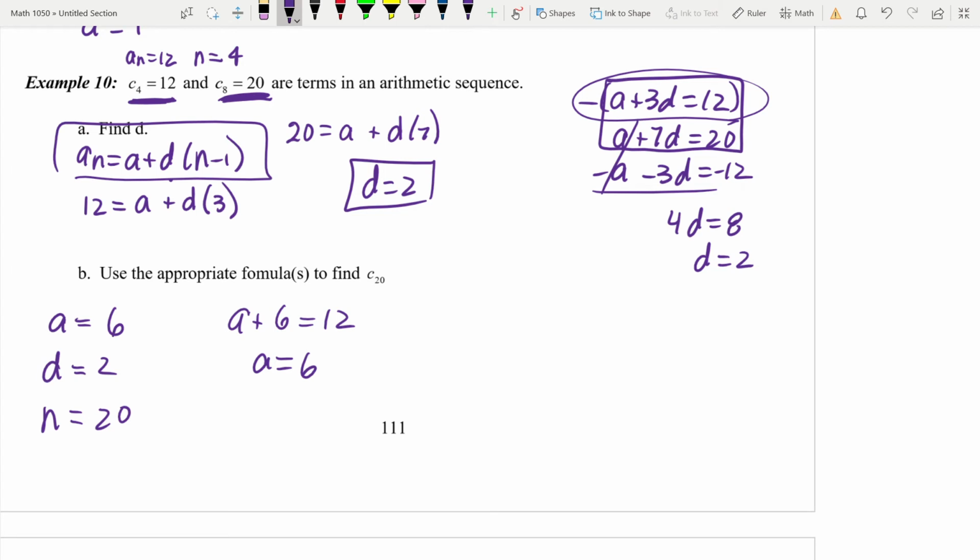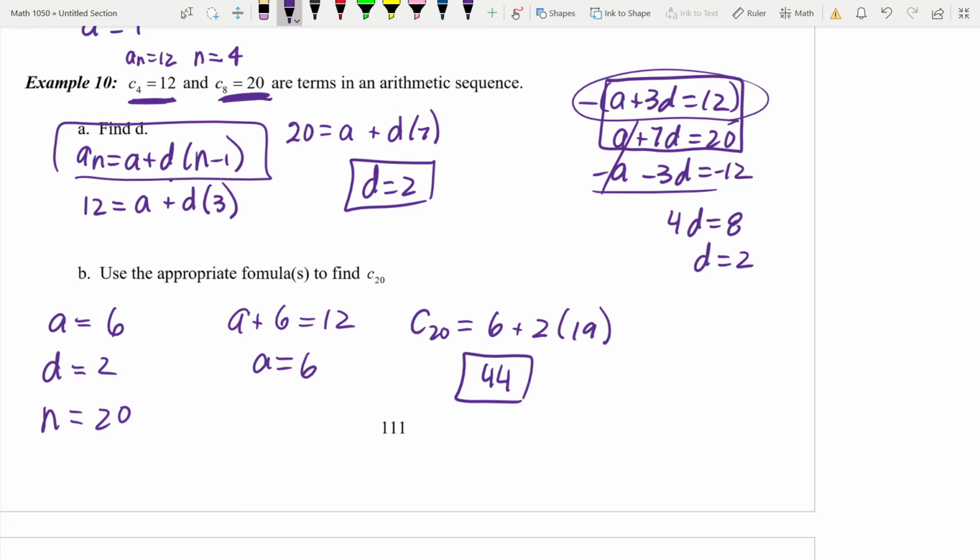Now I can find a specific term. So it's going to be a sub 20 is A, which is 6, plus the common difference, which is a 2. 20 minus 1 is 19. Okay, so go 6 plus 2 parenthesis 19, close it off, hit enter, and you get 44, and that's your answer.